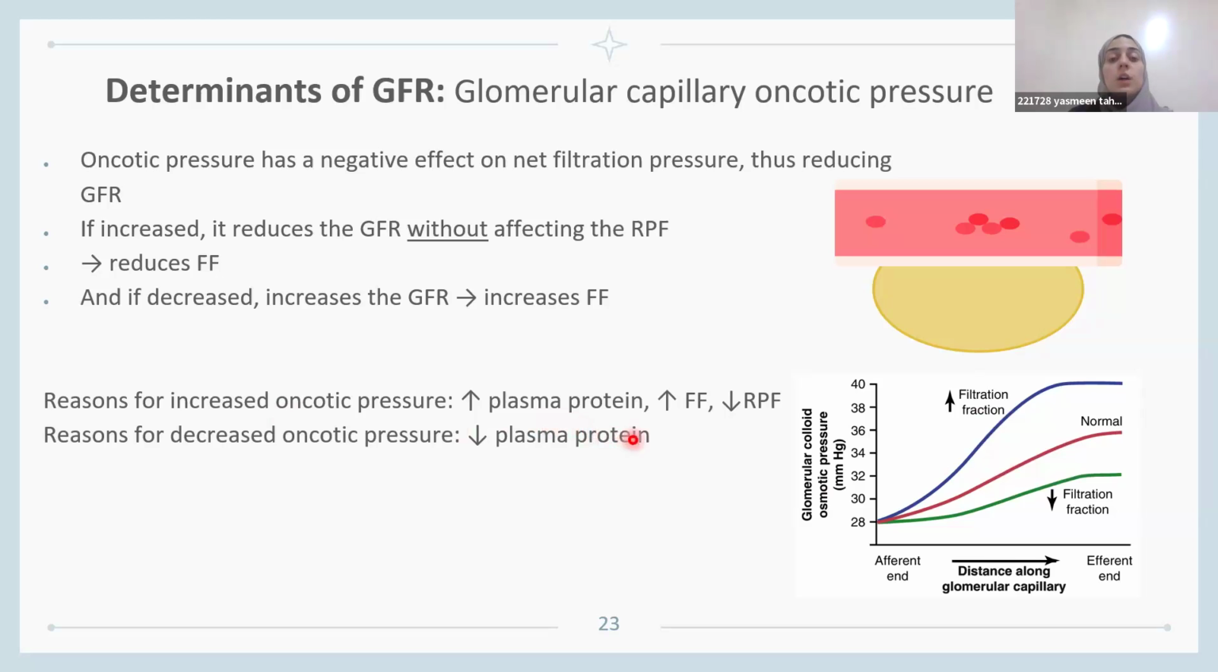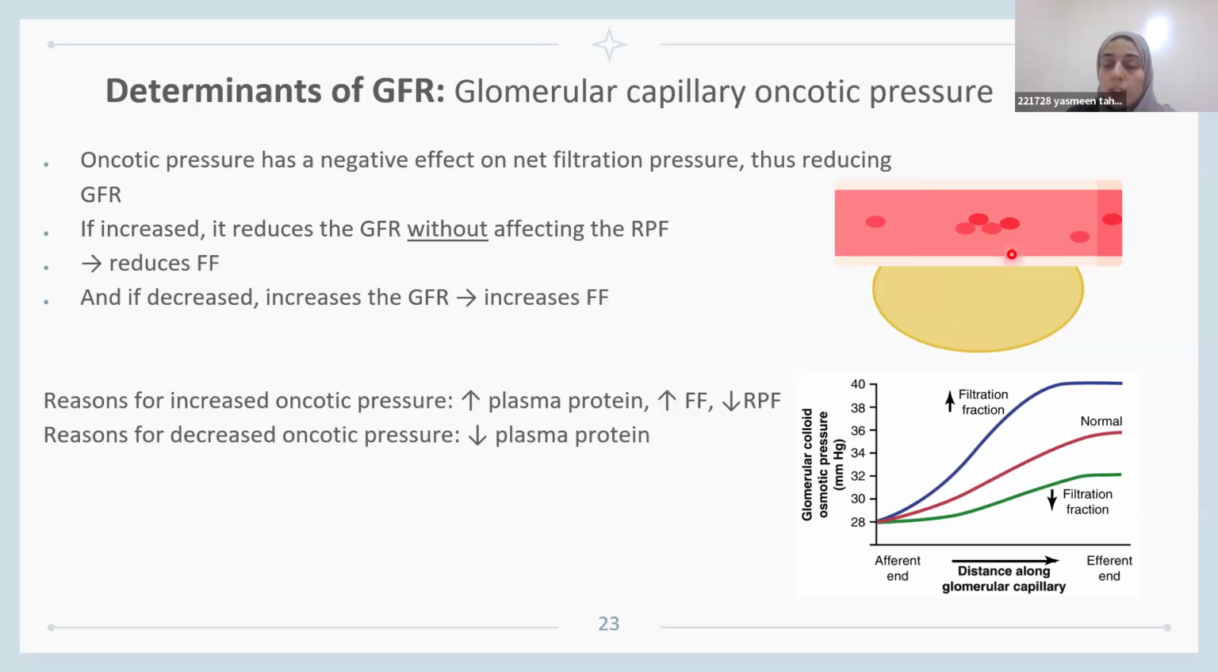So what are the reasons for increased oncotic pressure? One, if the plasma protein is increased, since the glomerular capillaries get their plasma from the system, then for any reason the plasma protein got higher, that will cause a higher oncotic pressure in the glomerular capillary. The second reason, shown in this graph, is a higher filtration fraction. If we give the kidney the same amount of fluid but it's filtering more, that is the filtration fraction: how much of the blood you give the kidney gets filtered.